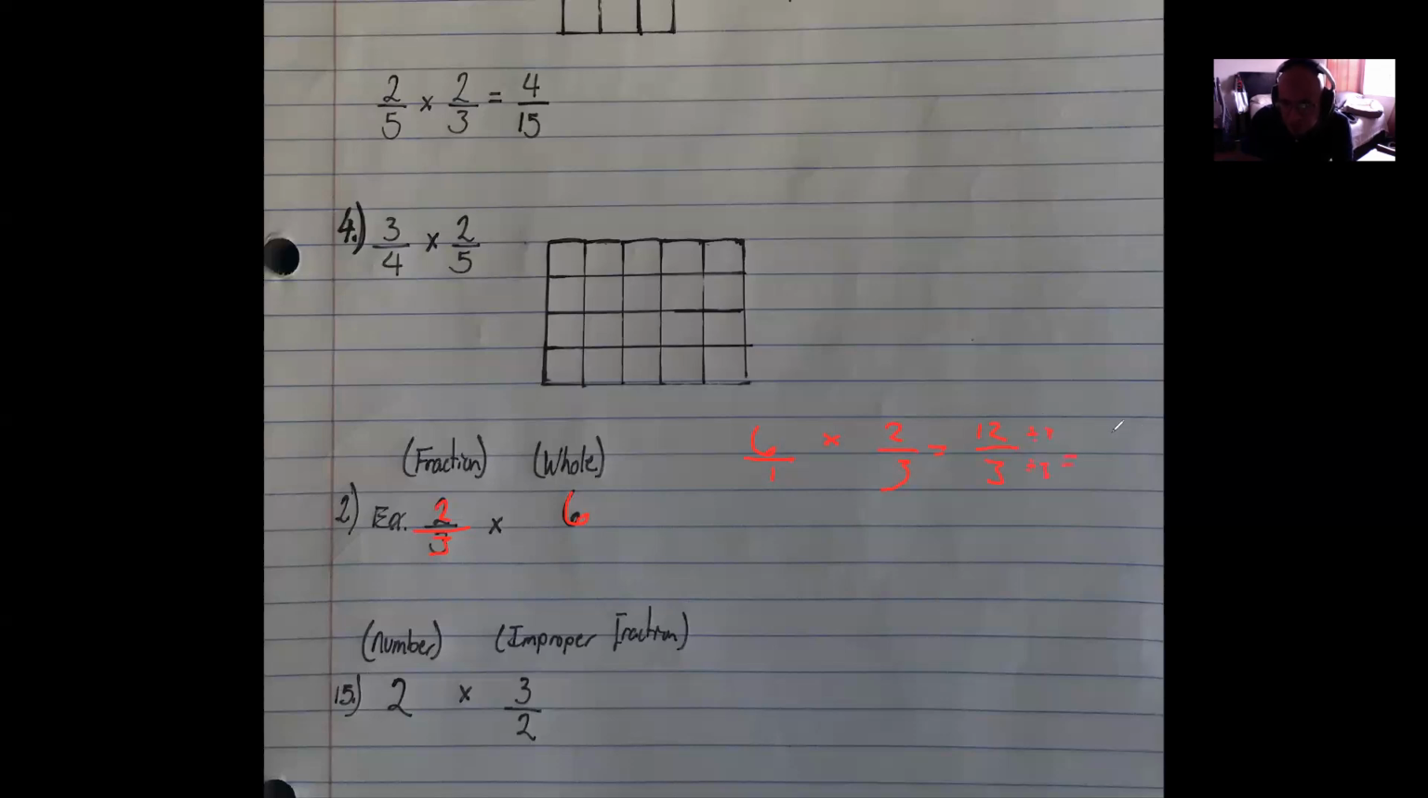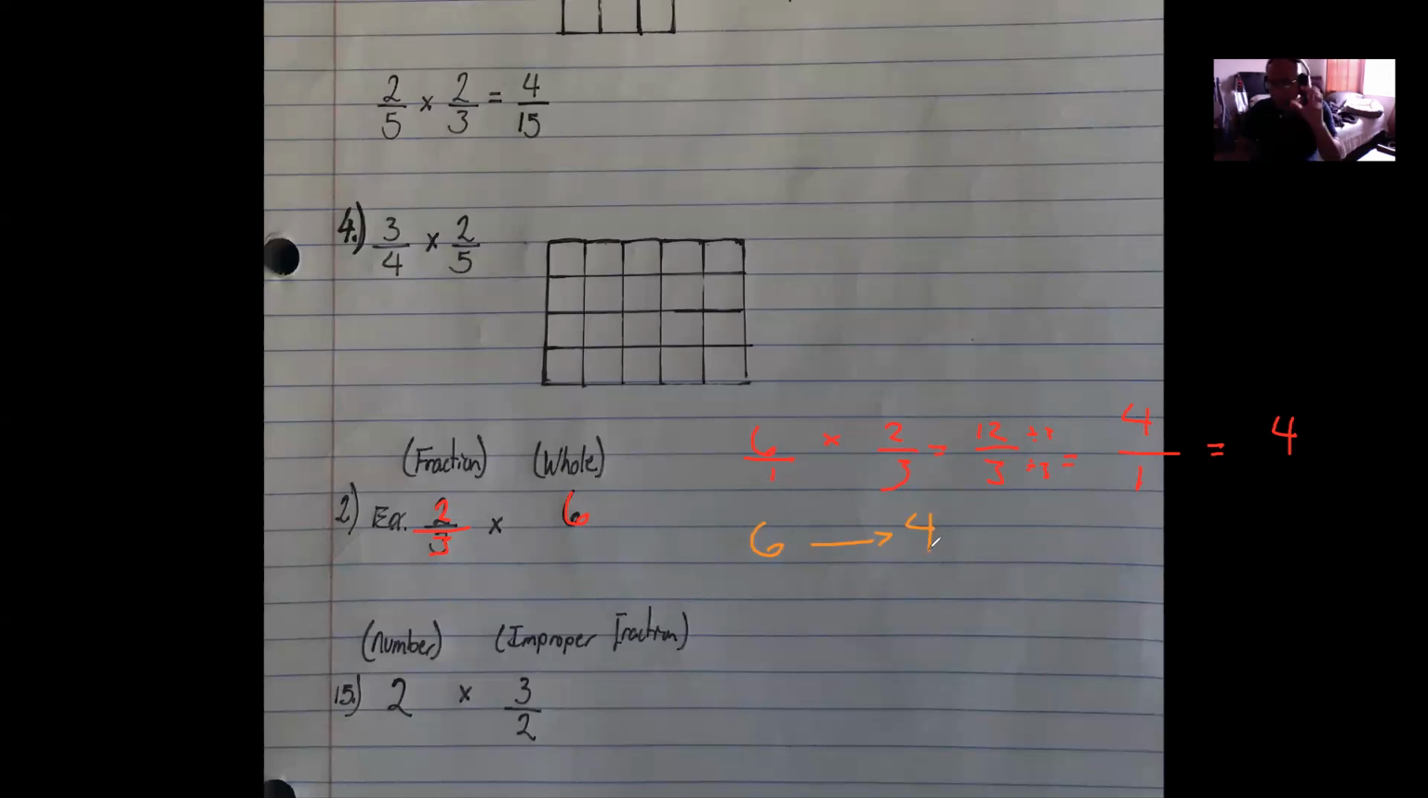12 divided by 3 is going to be 4. 3 divided by 3 is 1, so therefore my answer is 4. So what happened, ladies and gentlemen, is that I started with 6, and when I multiplied it times the fraction, it became 4. So it got smaller.